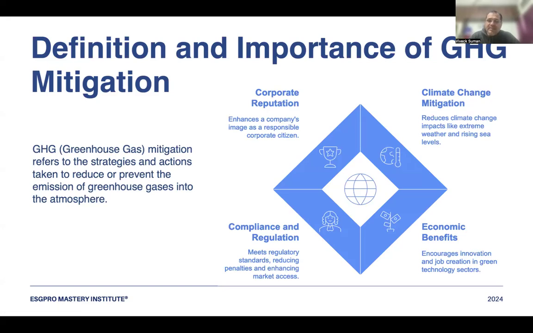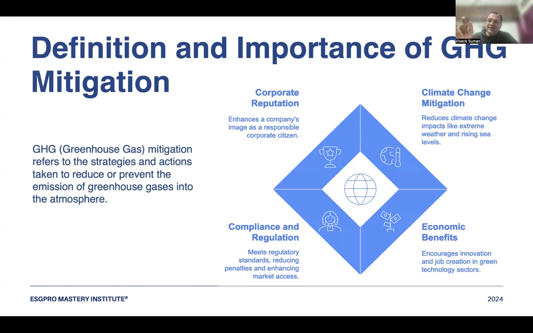So look, you have to understand that everybody emits carbon dioxide based on our consumption pattern or our corporate operations. Greenhouse gas mitigation refers to all those strategies as well as action points. First you have to develop a strategy, and then you have action points which you take to reduce or prevent the emission of greenhouse gases into the atmosphere. I will repeat the definition once more.